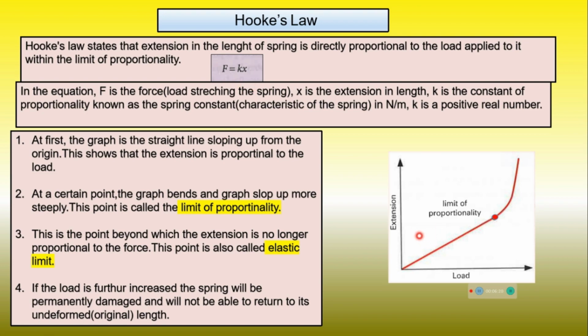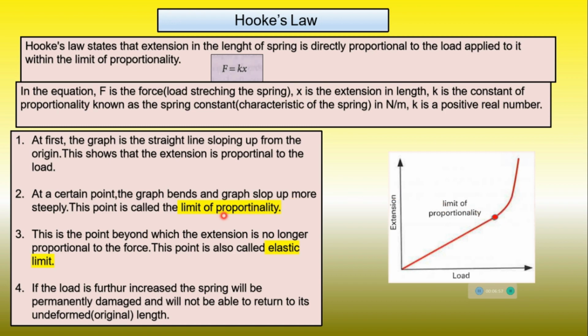Here a graph between extension and load is plotted, and we can see that at first the graph is a straight line sloping up from the origin. This shows that extension is proportional to the load, meaning F is proportional to x. At a certain point the graph bends and slopes up more steeply. This point is called the limit of proportionality. This is the point beyond which the extension is no longer proportional to the force. This point is also called the elastic limit.